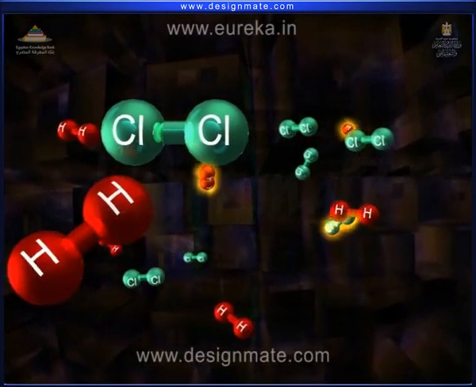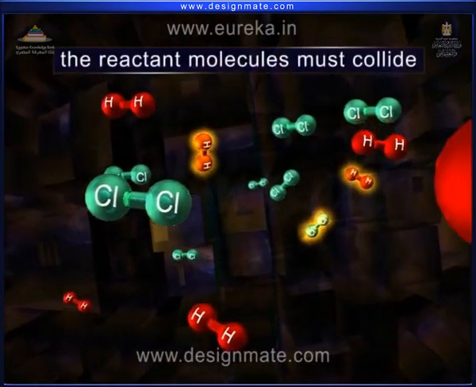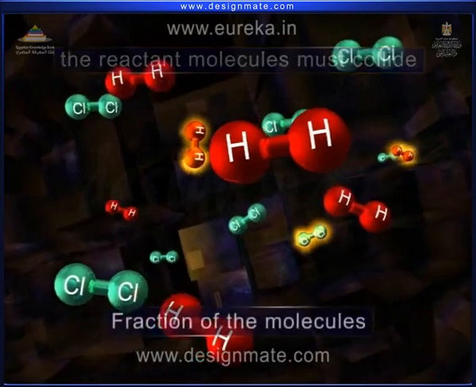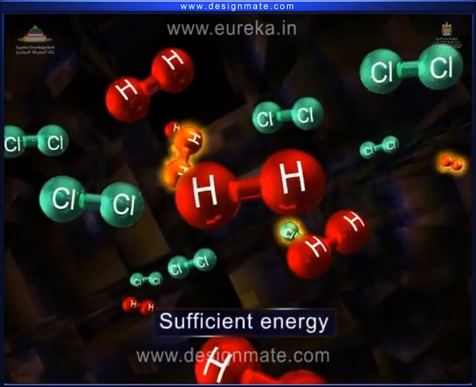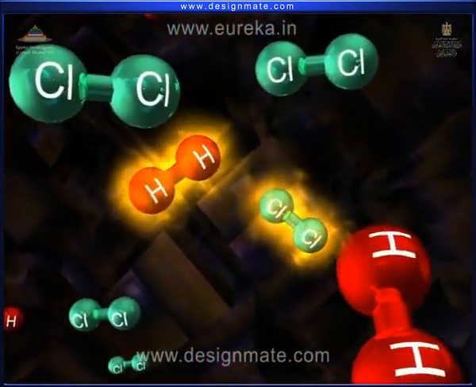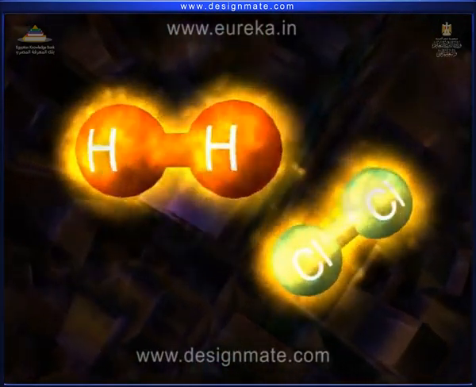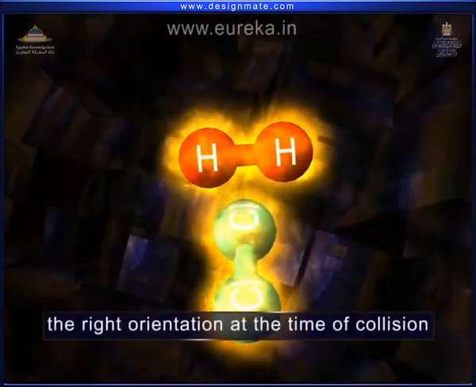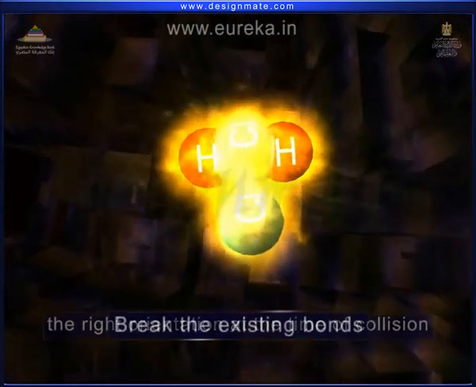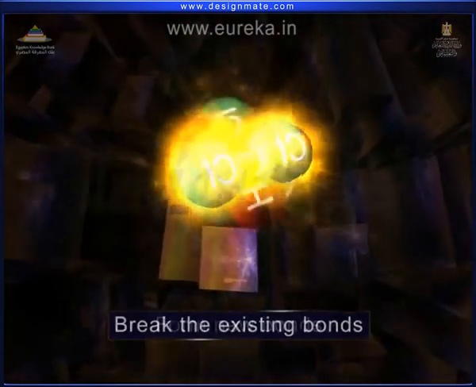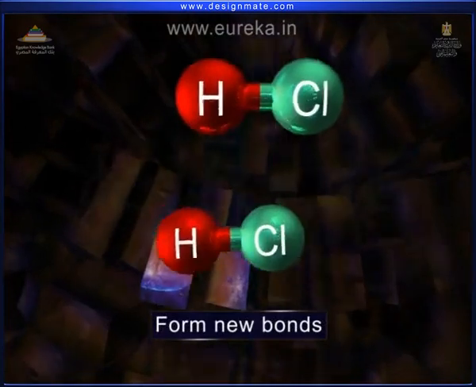For a chemical reaction to occur, the reactant molecules must collide, as only a fraction of molecules have sufficient energy and the right orientation at the time of collision to break the existing bonds and form new bonds. We will look at these factors in detail.